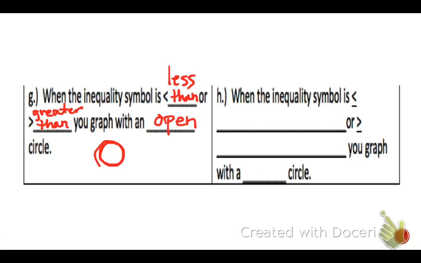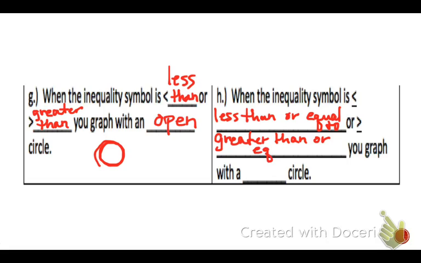When the inequality is less than or equal to, or greater than or equal to, that's how you read those. You graph with a closed circle. And a closed circle just means it's all filled in, because it could be equal to, it could be that value. Just like I started the video tonight, or today, whatever.